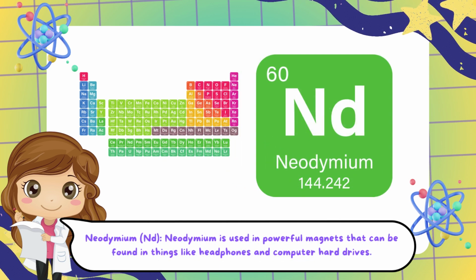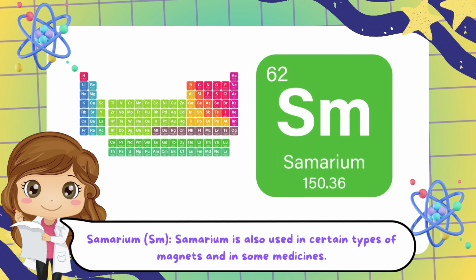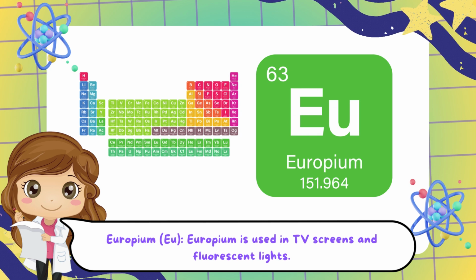Neodymium, N-D. Neodymium is used in powerful magnets that can be found in things like headphones and computer hard drives. Promethium, P-M. Promethium is used in some types of batteries. Samarium, S-M. Samarium is also used in certain types of magnets and in some medicines. Europium, E-U. Europium is used in TV screens and fluorescent lights.